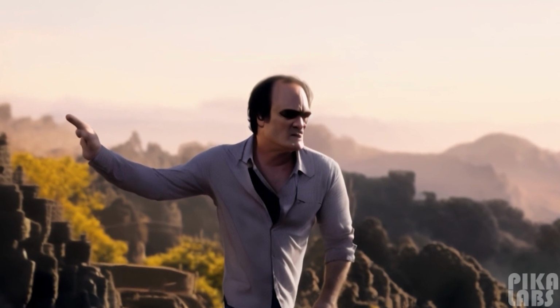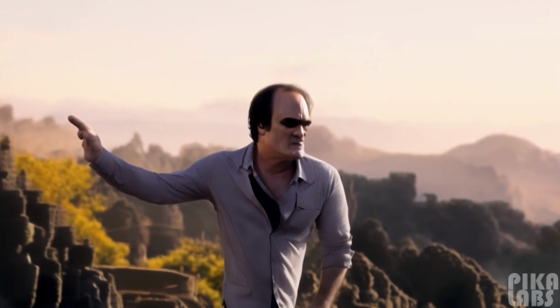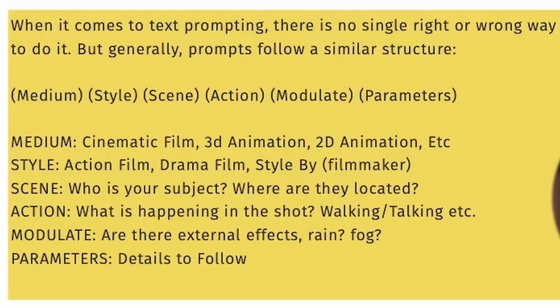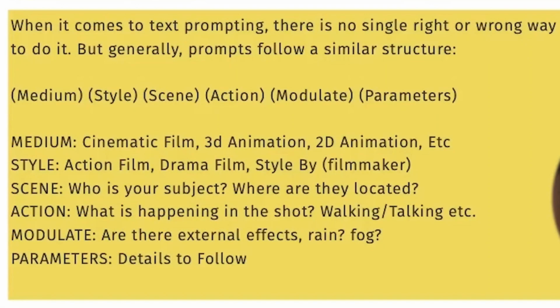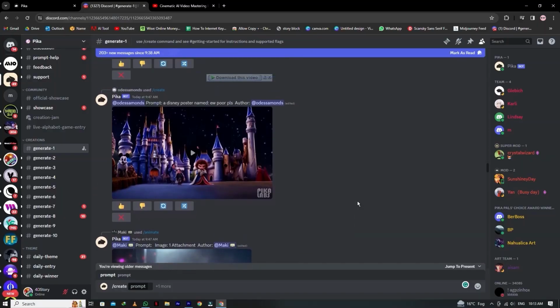Scene describes who your character is and what the location of the scene is, while action describes what that character is doing or what is happening in the scene. Modulate, the final area, is something that I like to think of as token keywords that will affect everything that came before it. So these are for atmospheric type effects, like rain, fog, even lighting, horror film lighting, sci-fi lighting, that sort of thing. So let's take a look at 2 just straight text prompts and see how they come out via Pika.